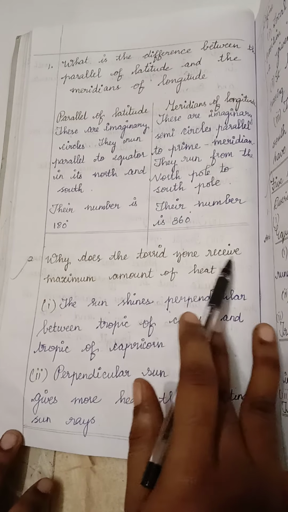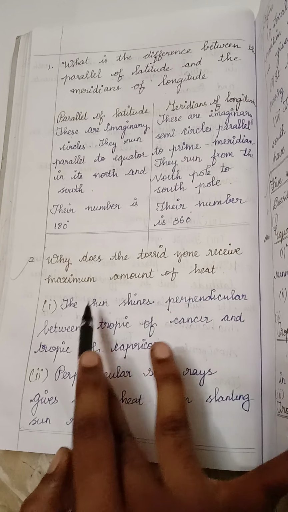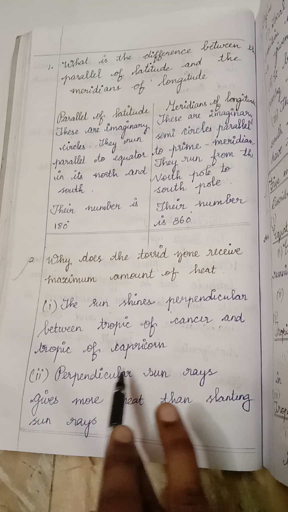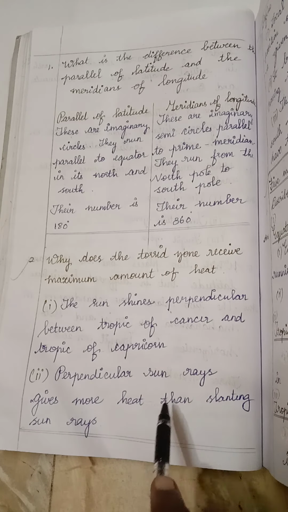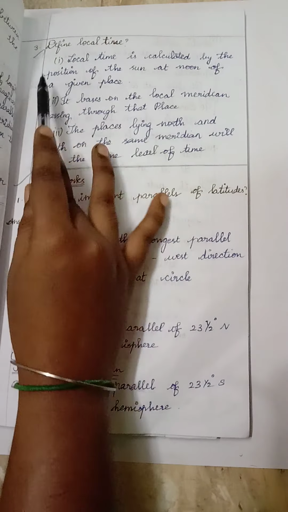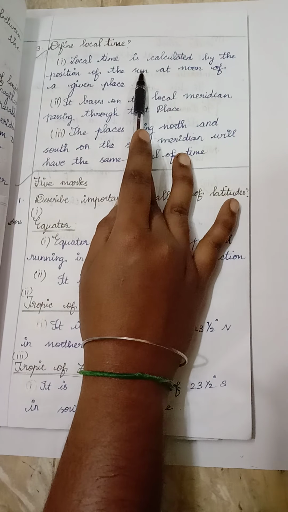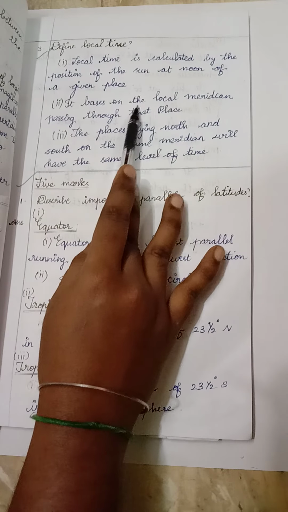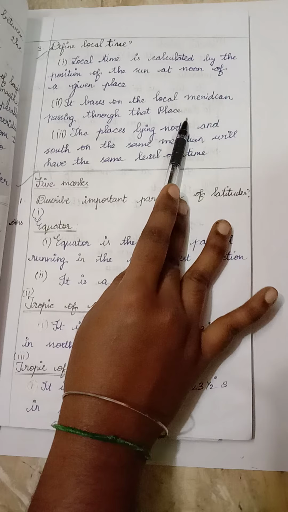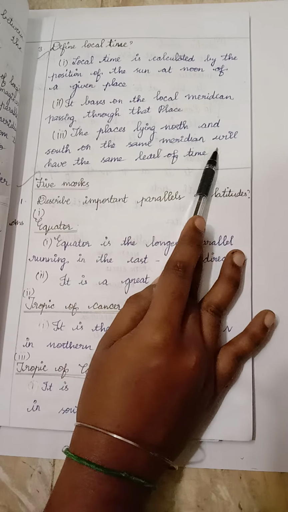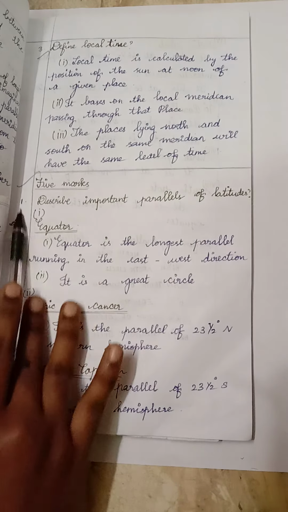Why does the torrid zone receive the maximum amount of heat? The sun shines perpendicular between the Tropic of Cancer and Tropic of Capricorn. The perpendicular sun rays give more heat than slanting sun rays. Define local time. Local time is calculated by the position of the sun at noon at the given place. It is based on the local meridian passing through that place. The places lying north and south on the same meridian will have the same time.